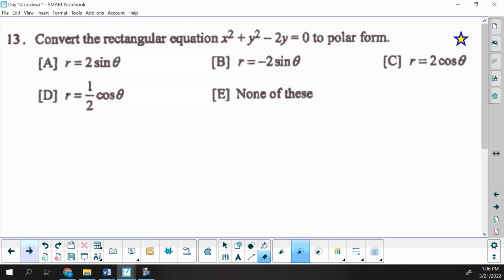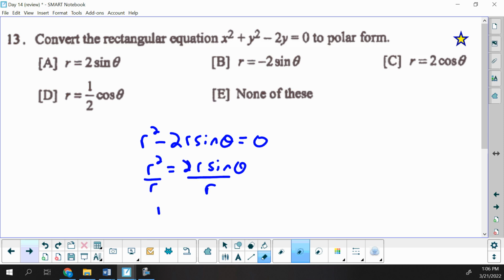We want to convert this to rectangular. So first we want to recognize we have x squared plus y squared, so that can be r squared, minus 2 times y, and y is equal to r sine theta. That equals 0. Let's add the 2r sine theta over. And if you divide both sides by an r, we just get r equals 2 sine theta. So in this case, we would get choice A.